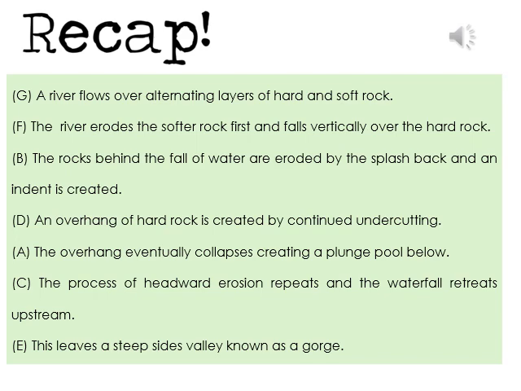The rock behind the fall of water is eroded by the splashback and an indent is created. An overhang of hard rock is created by continued underfooting. The overhang eventually collapses, creating a plunge pool below. The process of headward erosion repeats and the waterfall retreats upstream. And then finally, this leaves steep sides on the side of the valley known as a gorge.